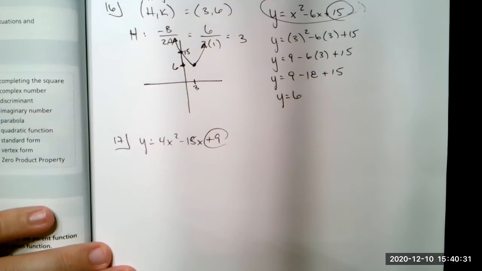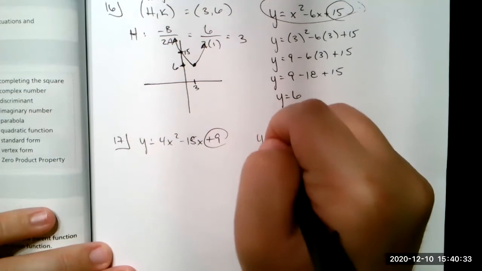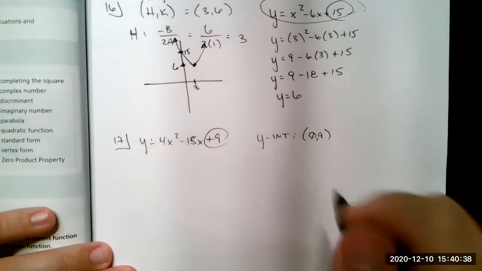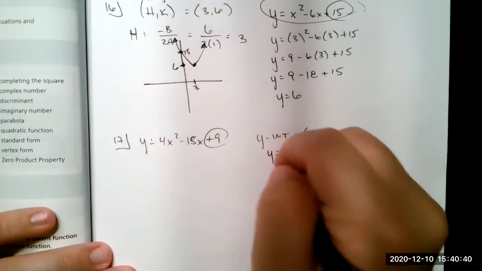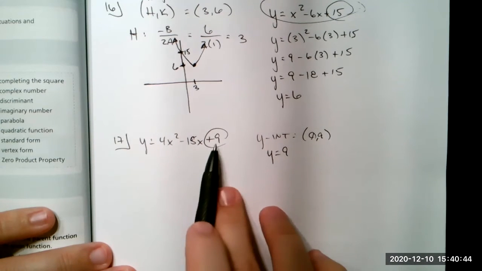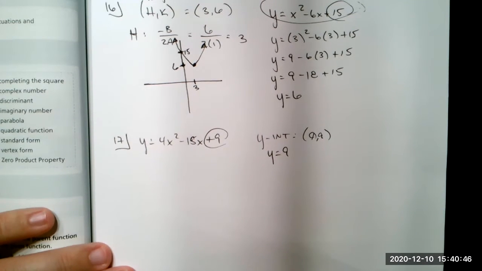So you could say something like y-intercept is at 0, 9. You could just say y equals 9. I mean, there's lots of different ways to annotate it. Just make sure you know that it crosses the y-axis at 9.